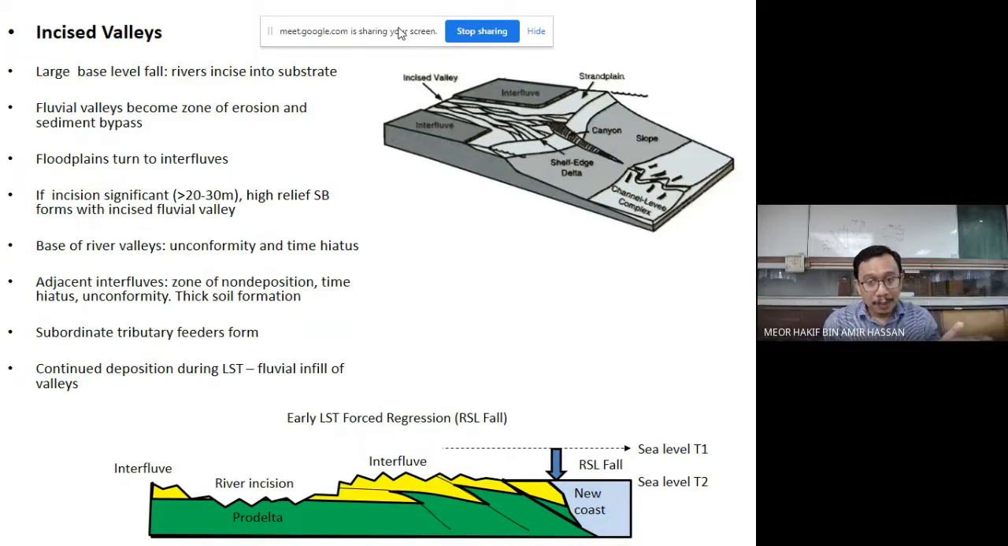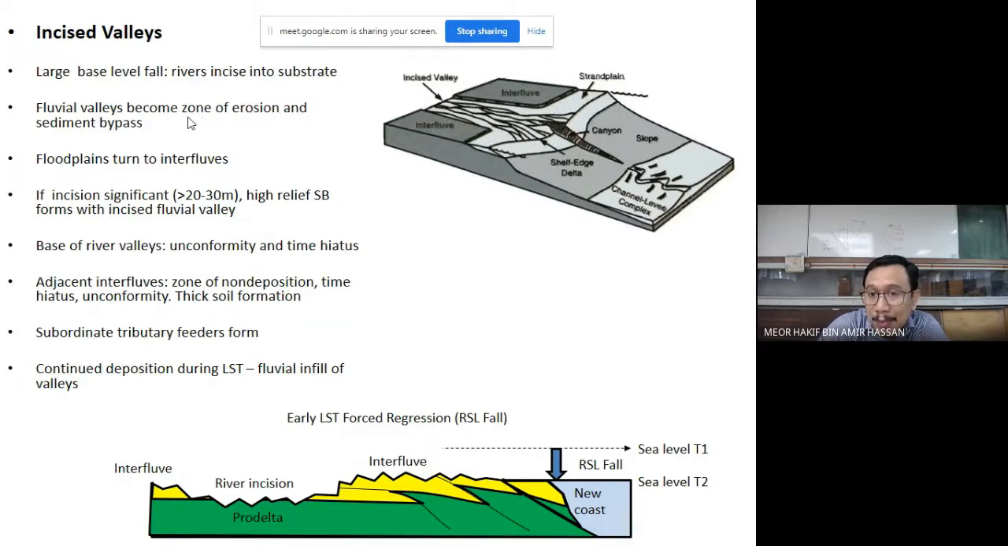But when you have a river valley, the river will cut deeper and deeper into the shelf. So this is what is called an incised valley. It marks a large base level fall, and the rivers incise into the substrate. And the fluvial valleys become a zone of erosion, of course, and sediment bypass.